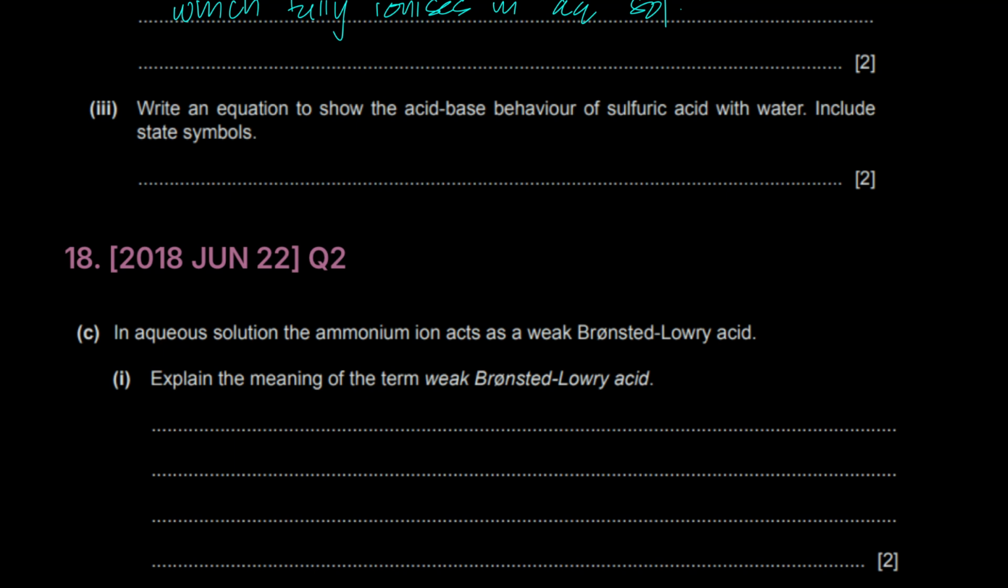Next, write the equation to show the acid-base behavior of sulfuric acid with water. Include state symbols. How does sulfuric acid react with water? Well, we already know sulfuric acid is a dibasic or diprotic acid, so it undergoes two dissociations. One is the strong dissociation and one is the weak dissociation. And because he's just asked us to write an equation, not two equations, we just talk about the first dissociation, which is what?